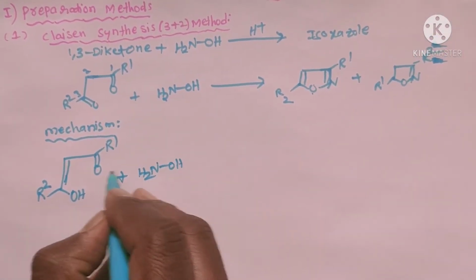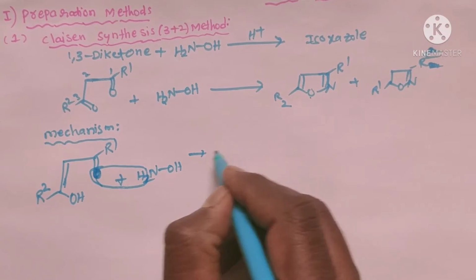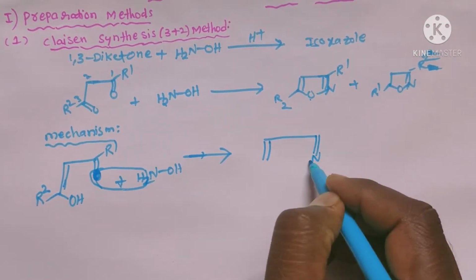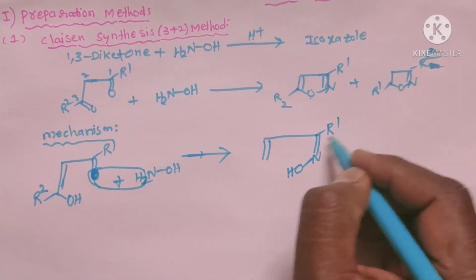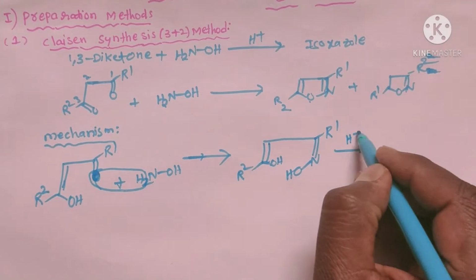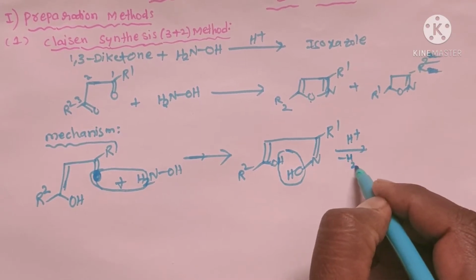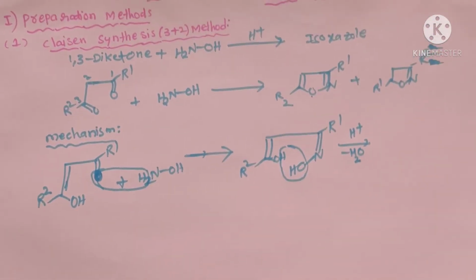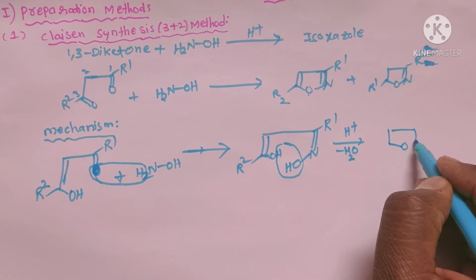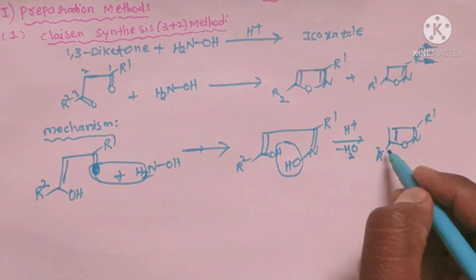So now what happens? NH2OH undergoes condensation with this carbonyl oxygen. As a result, what happens? So look here. We have R1, and here we have OH and R2. Now, in the presence of H plus ions, so what happens? This H and this OH goes outside in the form of water, and what is that? We get the isoxazole derivative. So R1, and here we have R2.